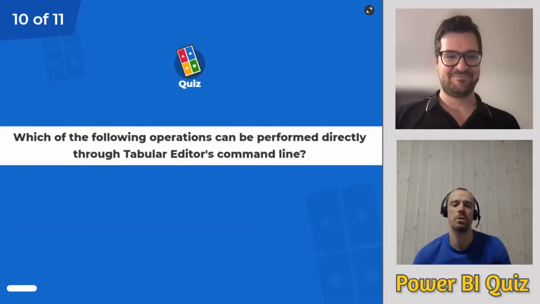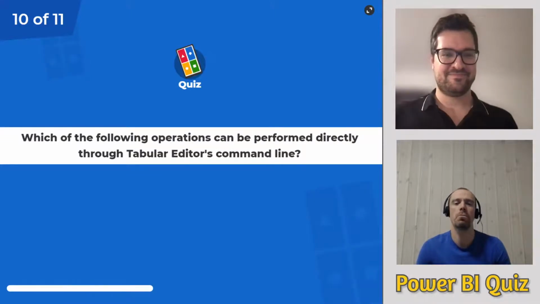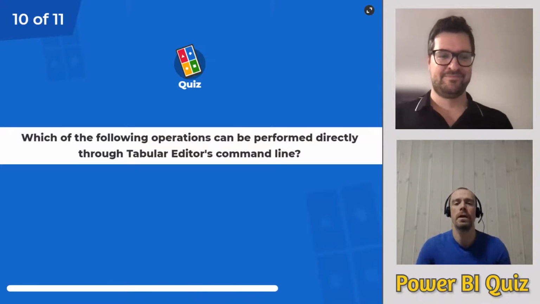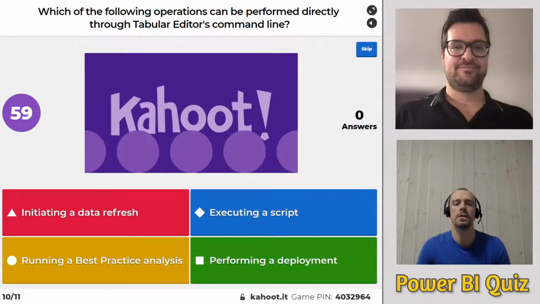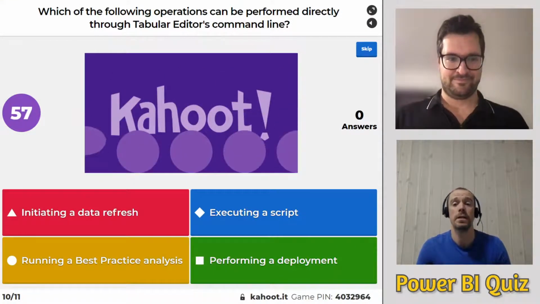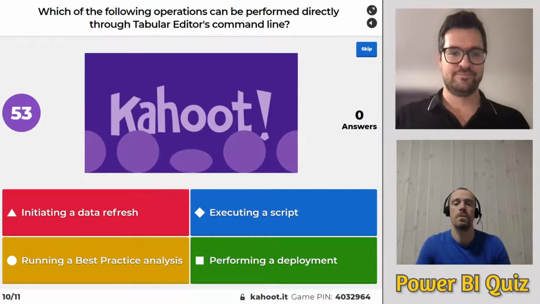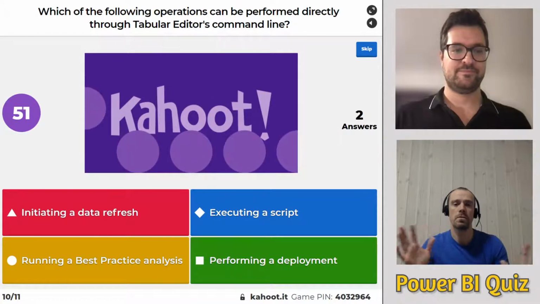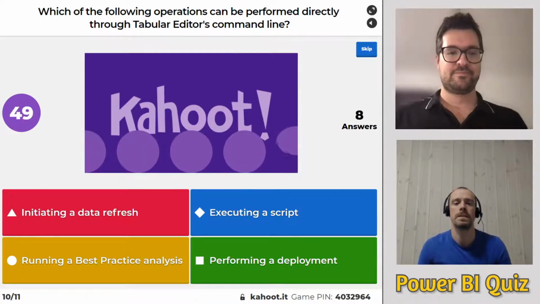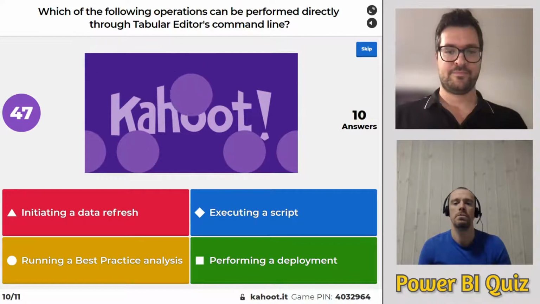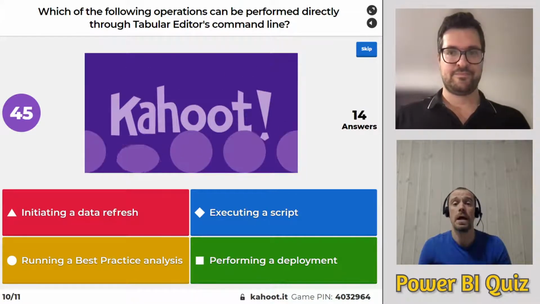And here we have the multi-select question. Which of the following operations can be performed directly through Tabular Editor's command line? So here you can answer 1, 2, 3, or all 4 of them correct. So you don't know if there's 1, 2, 3, or 4 correct. Yeah, but you will get points for every correct answer you make. But if you make 1 incorrect answer, you won't get any points. So pick them carefully.